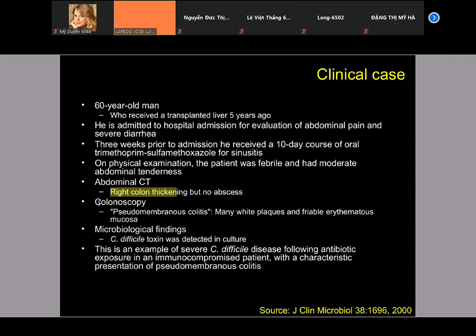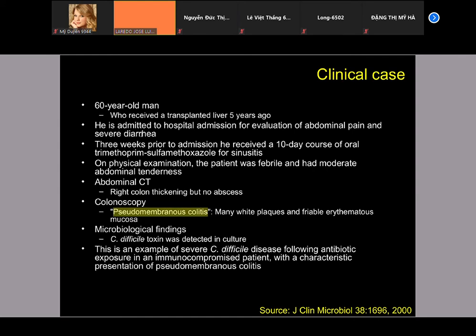We perform a colonoscopy, so we enter the colon, and we find many white plaques and red mucosa. This is called pseudomembranous colitis that you will study in gastroenterology and pathology next year. So we are not going to say anything here about this.